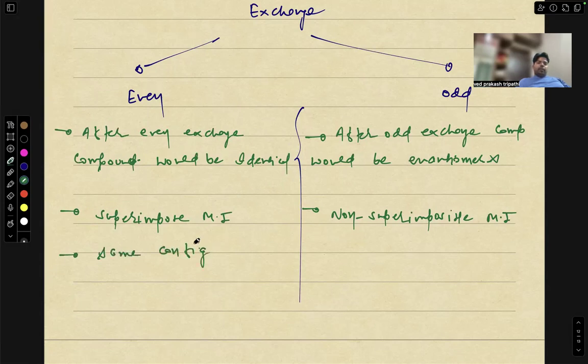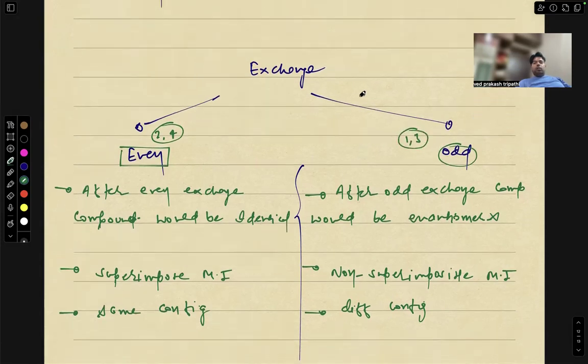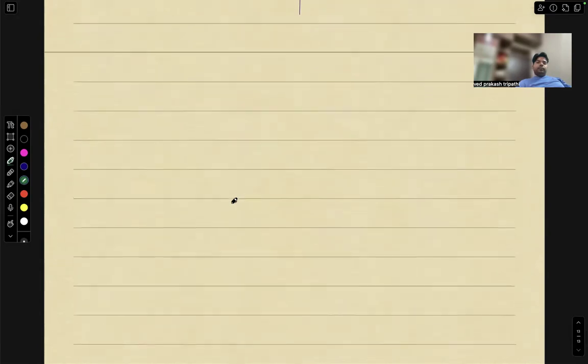After an even exchange, the configuration remains the same. Means R will remain R and S remains S. But in an odd exchange, they have a different, opposite configuration. It means R would be S and S would be R. So even means an even number like 2 and 4. Odd means an odd number like 1 and 3. Let's talk about an example.